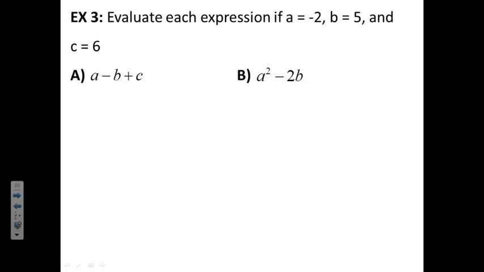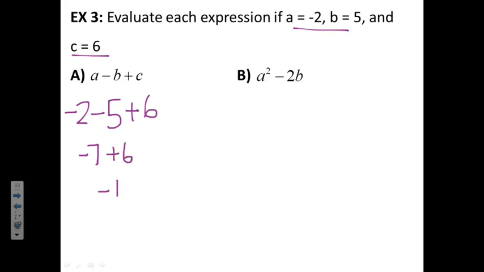Okay, on our last example, we're going to evaluate each expression. And when you see evaluate each expression and you see variables, we look to see if there are numbers for those variables. In this case, there are, so we get to use what's known as substitution. So we'll go ahead and substitute the negative 2 in for the A. B here is 5, so minus B becomes minus 5, plus C, and C is 6. And we'll do our order of operations. We'll do subtraction because it occurs first. You have negative 2 minus 5 is negative 7. Plus 6, and we combine those to get negative 1.